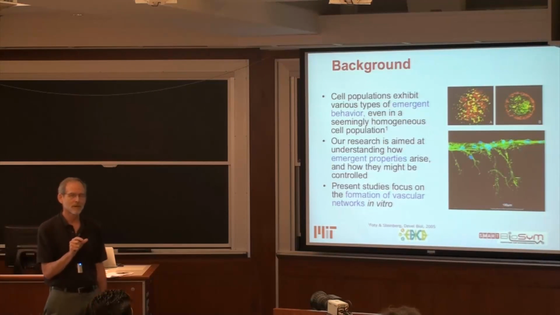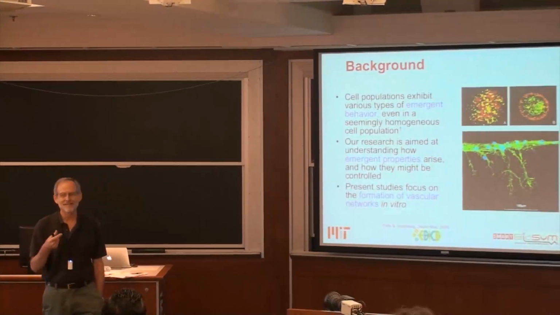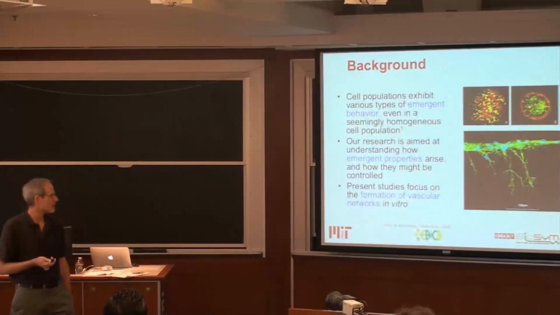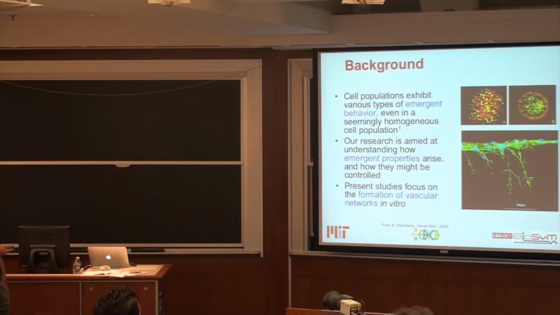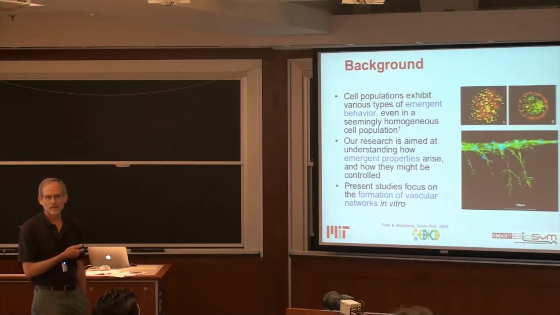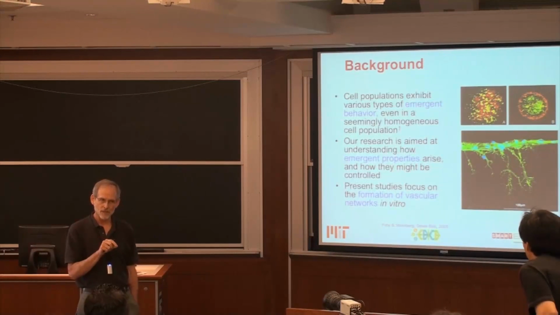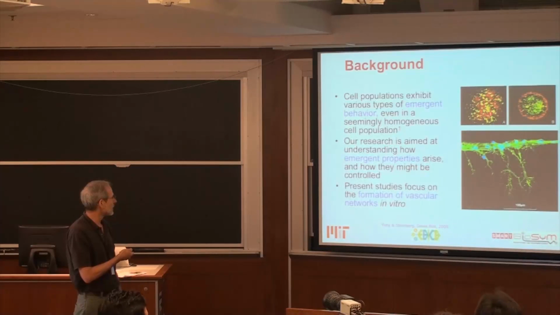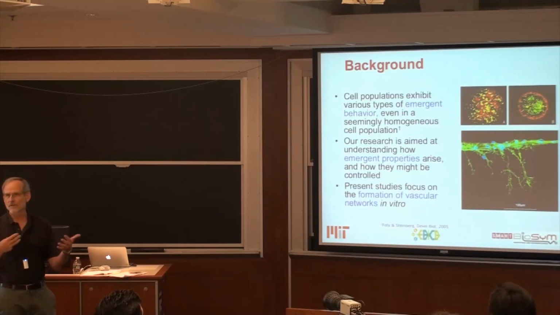EBICs, by the way, remember, is emergent behaviors of integrated cellular systems. So development is something that would fall under the purview of EBICs. So what we're looking at is cell populations, and what we find is that these cell populations exhibit various types of what are called emergent behaviors. So you might start out with something like this, which happens to be a collection of cells which are expressing two different types of surface adhesion receptors. The green expresses one type of receptor, the red expresses another type of receptor. You let these go for a while, and they self-segregate.